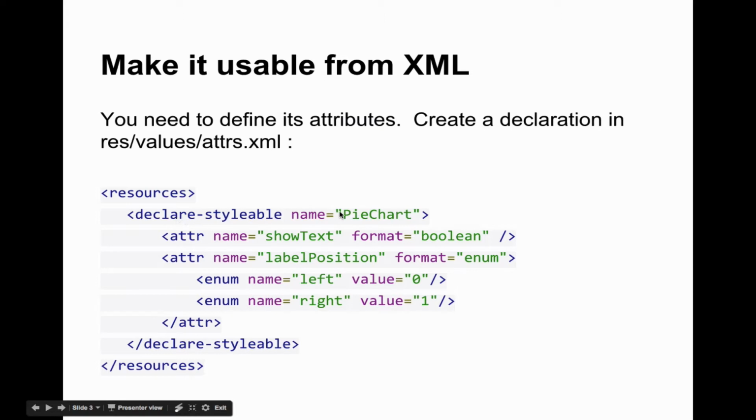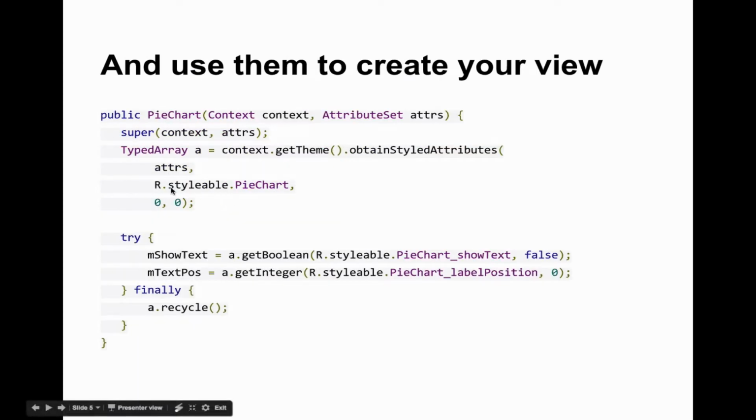refers to this definition. Here in attrs.xml we have defined that PieChart is styleable. And so that is what this R.styleable.PieChart is. It's the type for the possible attributes. And 0, 0, I don't know what they are. But they're a small thing. Just kidding. Then in a try-finally group, you do this getBoolean and getInteger, in which you use the label names and you give a default for what to get if the values are not provided. So you can define your default values there.